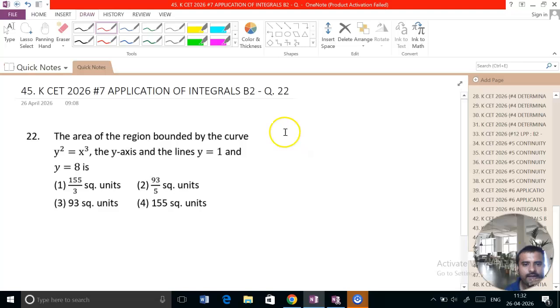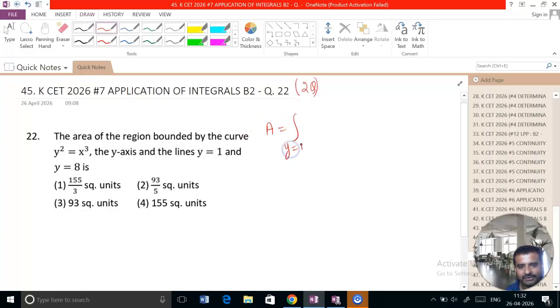When it comes to application of integrals, this year also they asked 2 questions, last year also they gave 2 questions. So here, the area of the region bounded by the curve y square is equal to x cube, the y axis, and the lines y is equal to 1 and y is equal to 8. See, area by the result. What is the result?